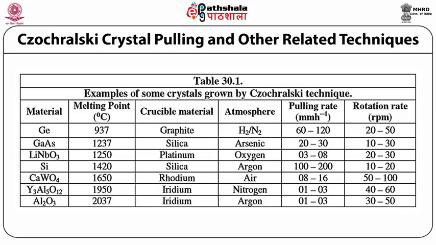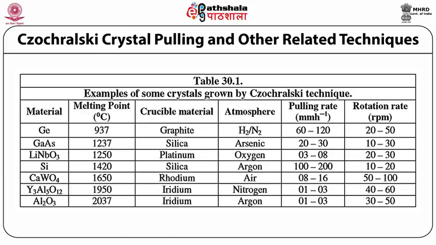For example, the material grown is germanium. Melting point is 937 degrees centigrade. The crucible material that's used is graphite, and the atmosphere used is hydrogen or nitrogen. The pulling rate in mm per hour is 60 to 120. The rotation rate in RPM is 20 to 50.